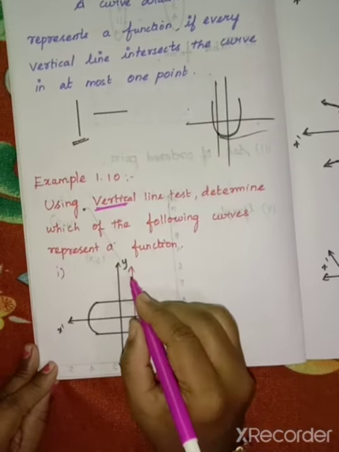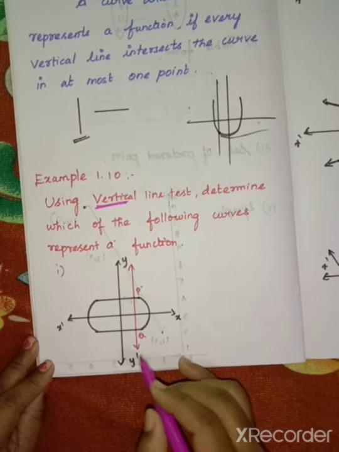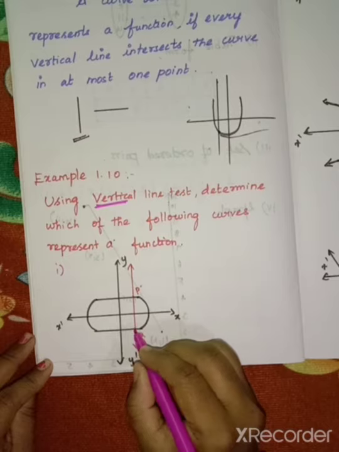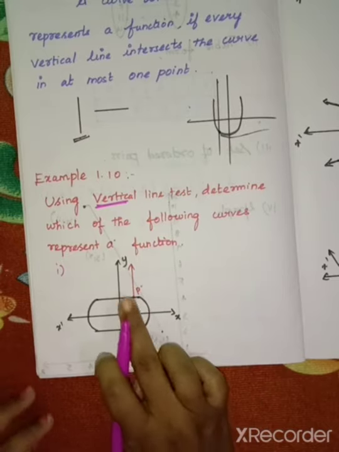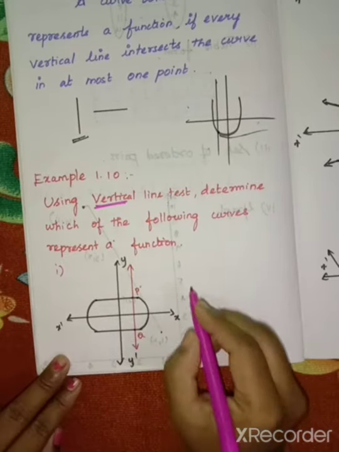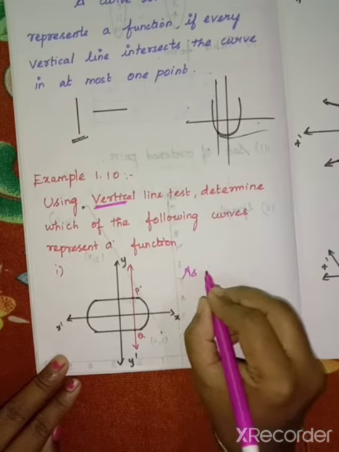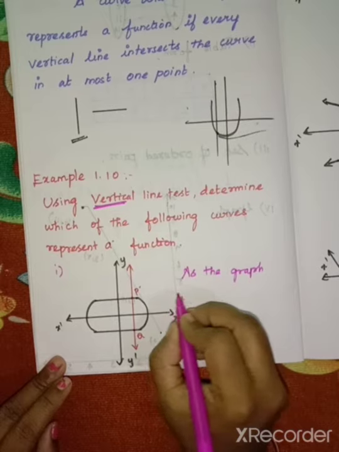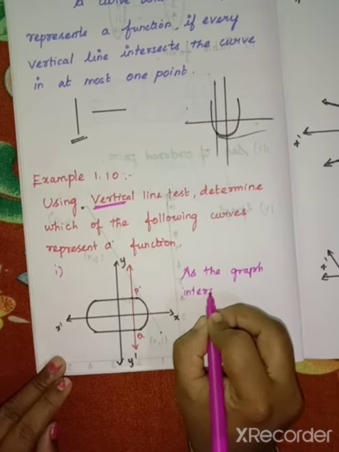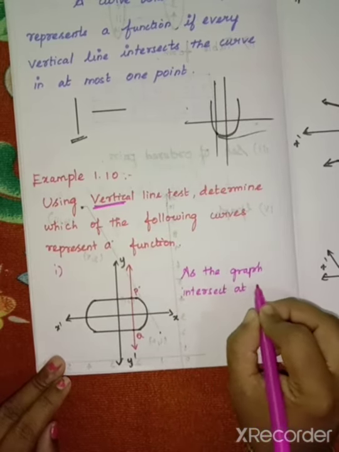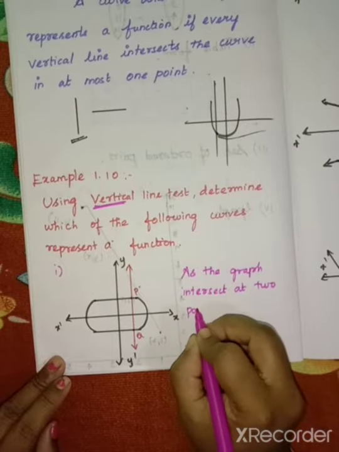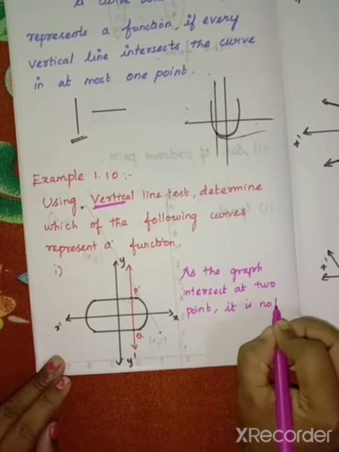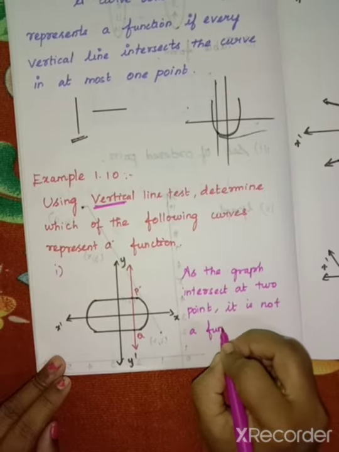See here, the red colour line is the vertical line. They have already mentioned P, Q in the question itself. Here it touches the curve at 2 points. So as the graph intersects at 2 points, it is not a function.